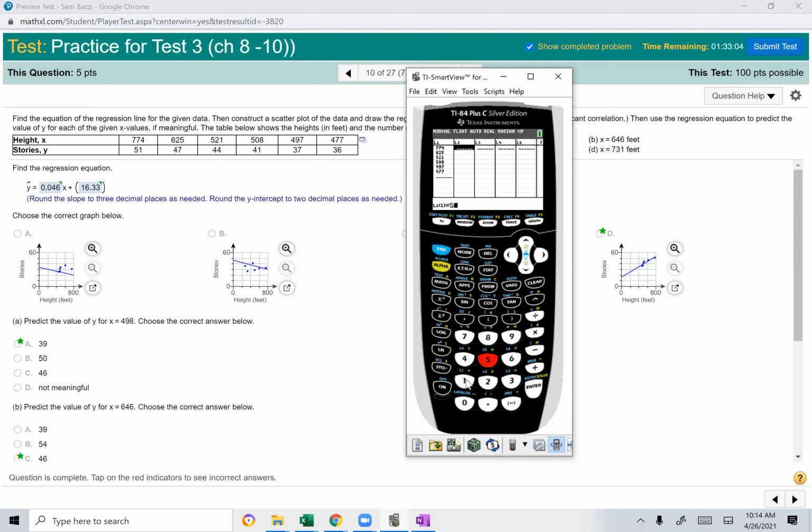L2 is 51, 47, 44, 41, 37, 36. All right, you're ready. So you go to stat, calc, linear regression ax plus b. Okay, confirm L1, confirm L2, hit calculate.